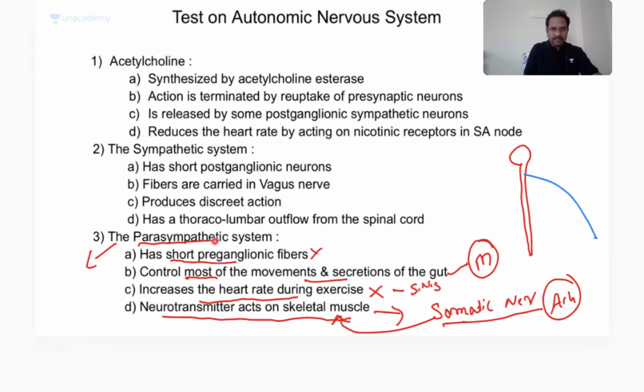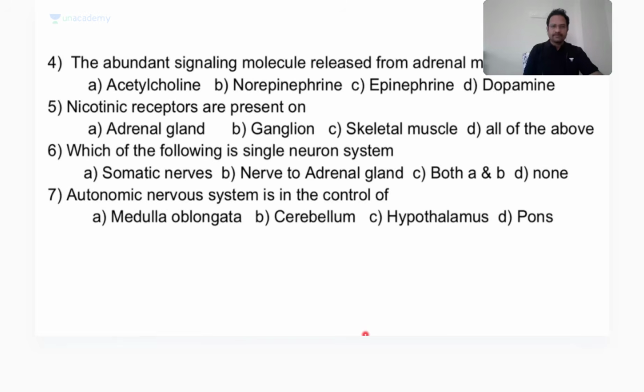But the question is asking about the parasympathetic system. This is also wrong. So option C, not option C, option D, controls most of the movements and secretions of the gut. This is the right answer. Let's move on to the next question.